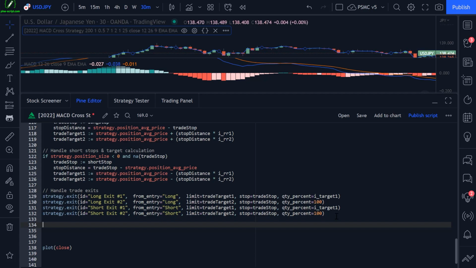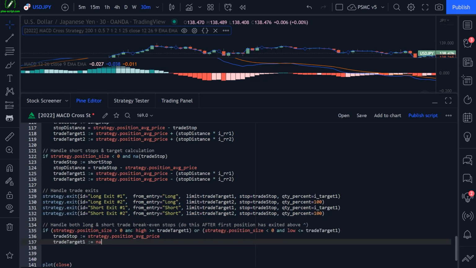That's the way I thought of when I was coming up with this example script. The final thing to do, well, the last 2 things to do, are to draw all of this information to the chart and handle our break-even stop loss. So let me paste in this code and explain what we're doing here.